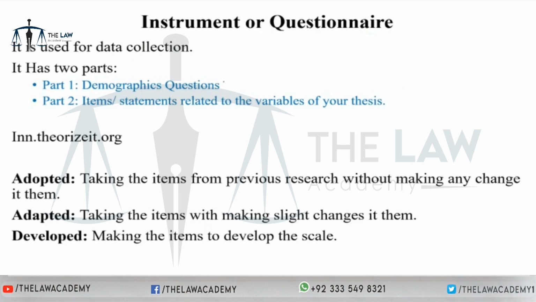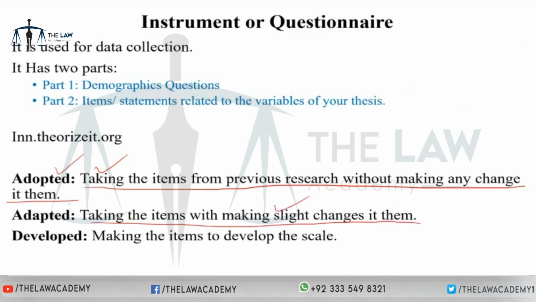Usually it has 2 parts, demographics and then items related to the variables of the thesis. Now, your questionnaire can be adopted. You have to explain this in the methodology, which means that you are taking the items from previous research without making any changes to the items. But if you have made slight changes to make it feasible for your study, then it's going to be adapted.